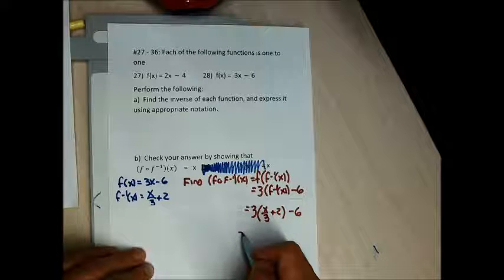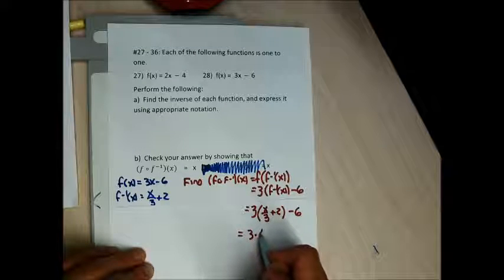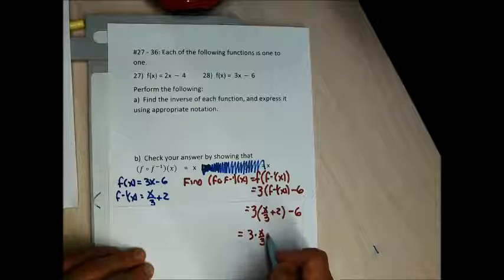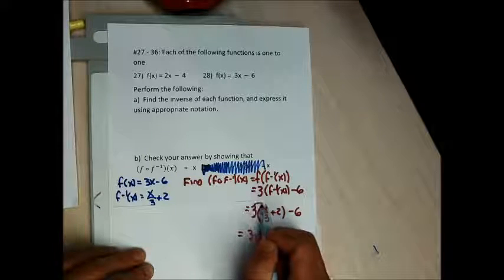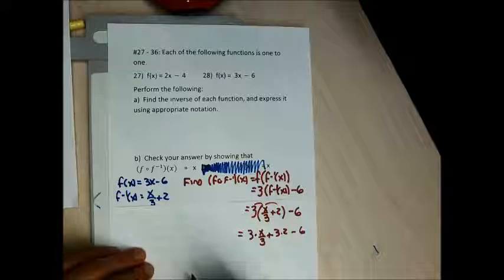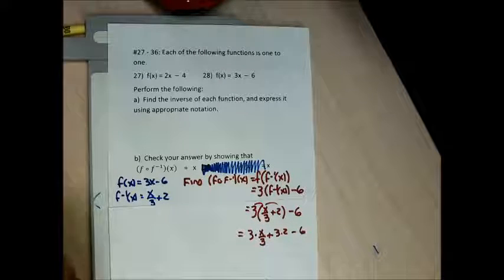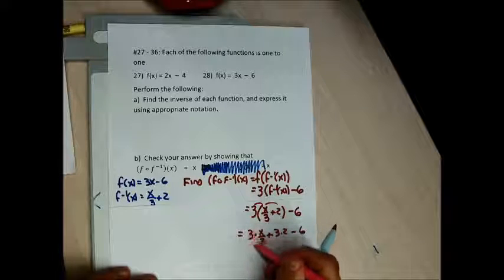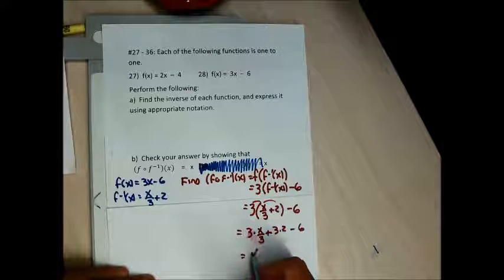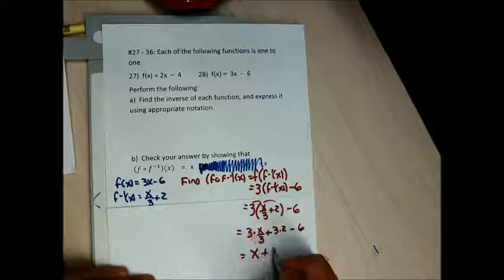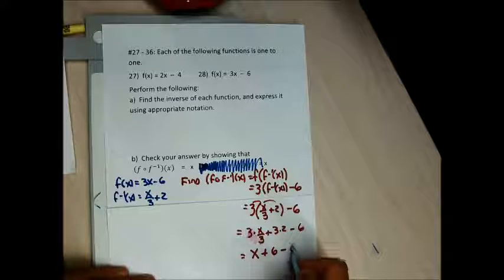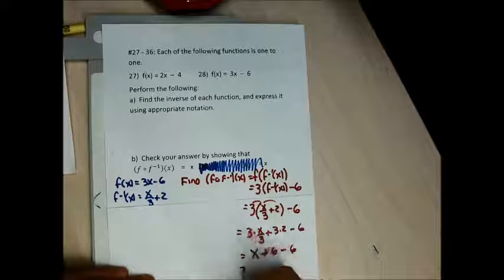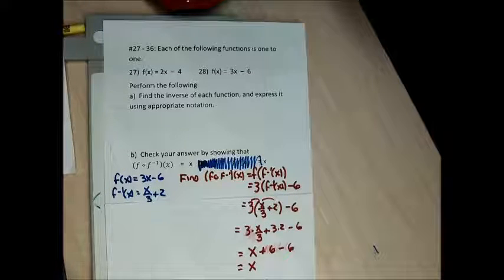And now I'm going to clear the parentheses. I'm going to go 3 times x over 3 plus 3 times 2, distributing through the parentheses, and I have the minus 6. In the first multiplication, the 3's cancel, and I get an x. The second multiplication gives me a plus 6. The third, I still have the minus 6. The plus 6 and the minus 6 cancel, and I get just a naked x. So I know that my answer to part A is right, and I'm actually done with part B.